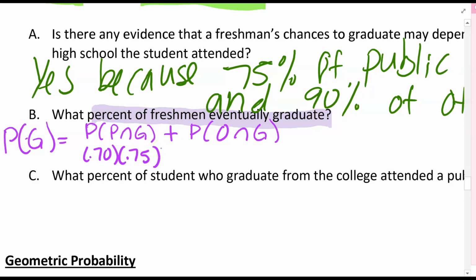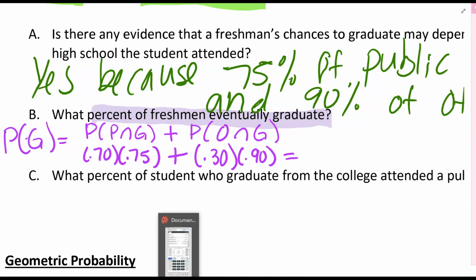So because that's an and, you went to public school and graduated, you multiply. And then this is or, you can graduate from going to another school. The probability of going to the other school was 30%. And graduating, if you went to another type of school, was what percent? 90. So you're going to take those two together and you're going to add them.